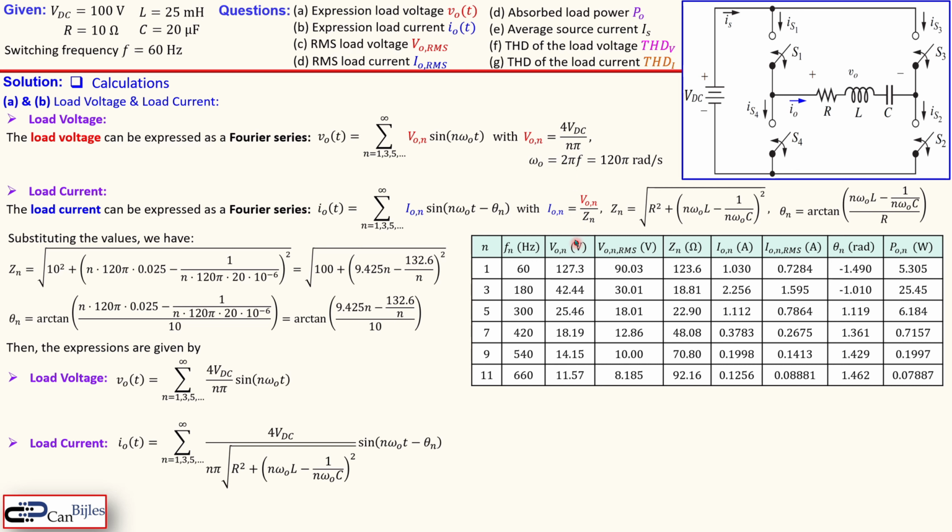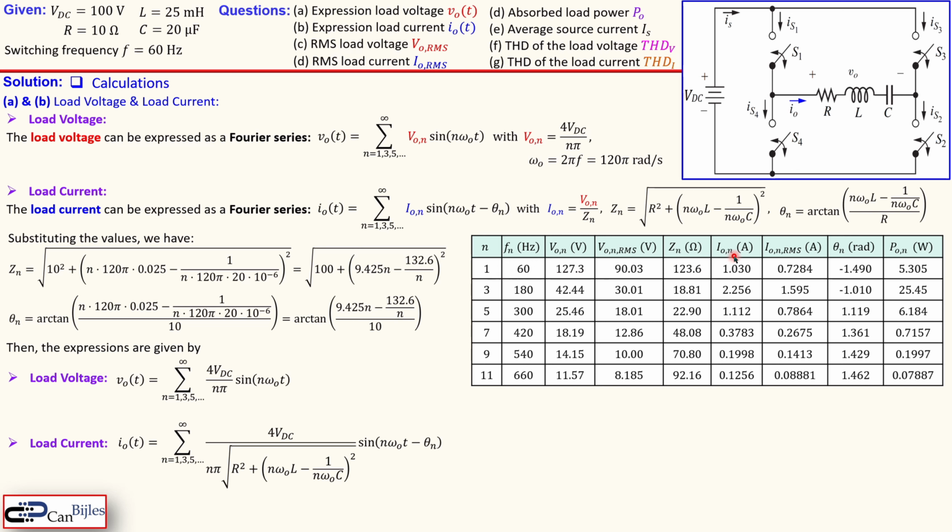The RMS values are calculated straightforwardly. Just take this column and divide each of them by the square root of 2, because every frequency component is a pure sine wave. The impedance is also straightforward. You go to this expression, Zn, and substitute the n there, or you can take this one directly and substitute the n, and then you can calculate the required Zn for a specific n.